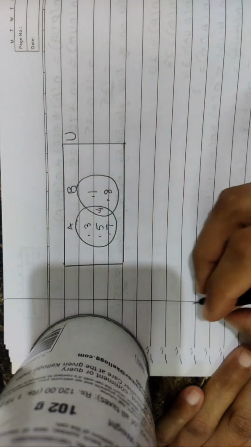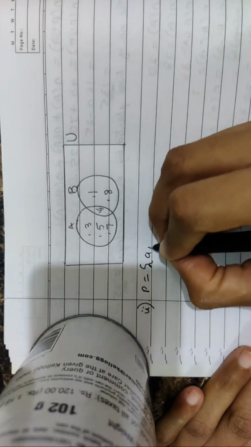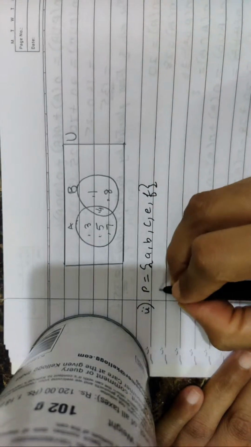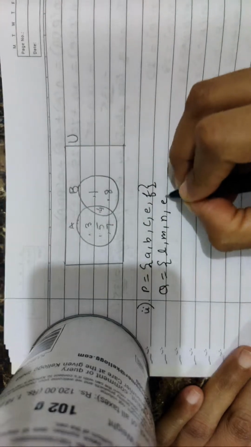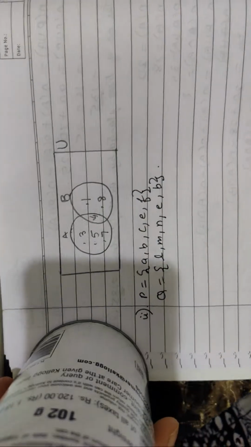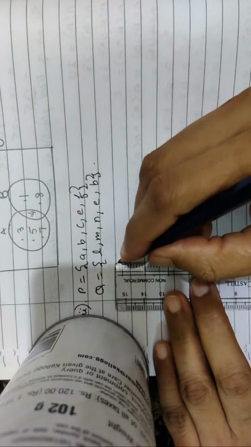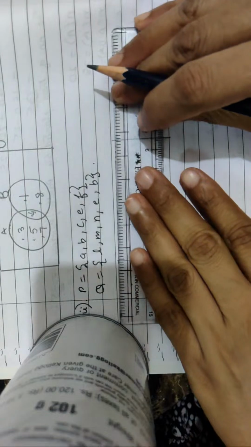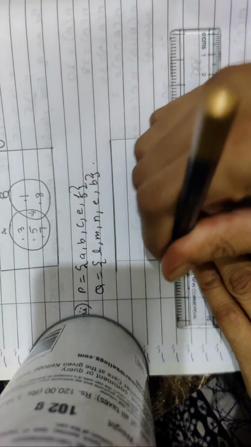Okay, going on to the second question. Second says P is A, B, C, E, F and Q is L, M, N, E, B. So again we are going to draw the Venn diagram. So I'm drawing the rectangle. So my rectangle is done.